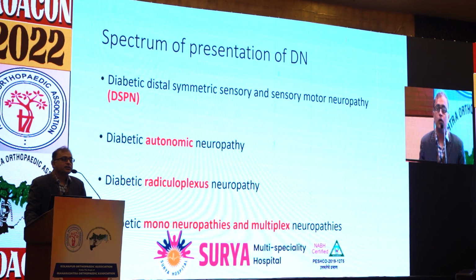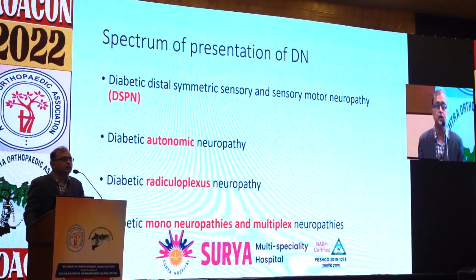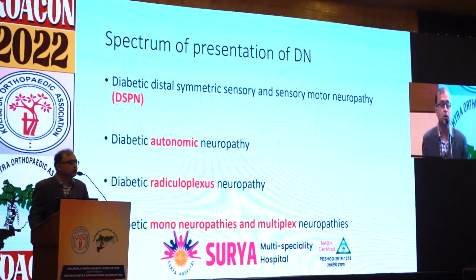So we should know the spectrum of presentation in these neuropathies. The most common is the DSPN, the diabetic distal symmetric sensory and sensorimotor neuropathy, what we classically call the glove and stocking anesthesia and paresthesias. And the other components, as I already told, can be autonomic. The radiculoplexus is one type in which you get the presentation of claudication right from the lumbar region up to the lower limb.